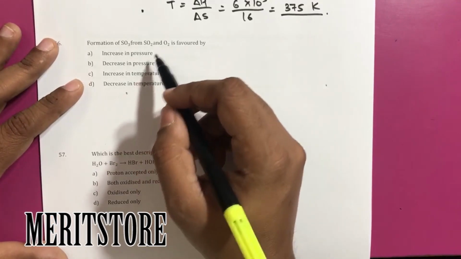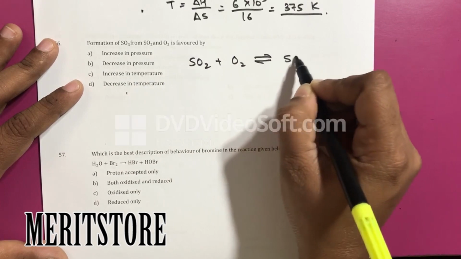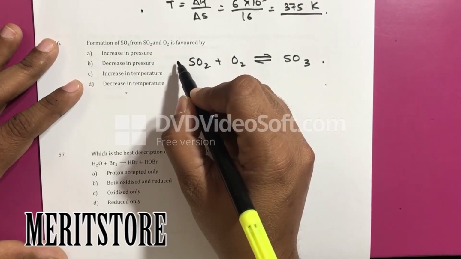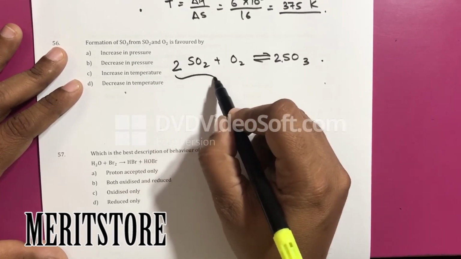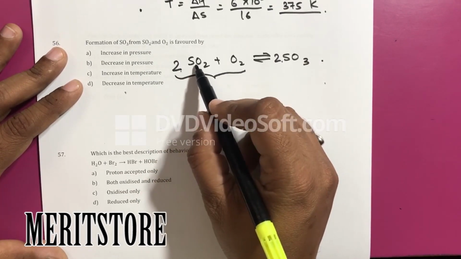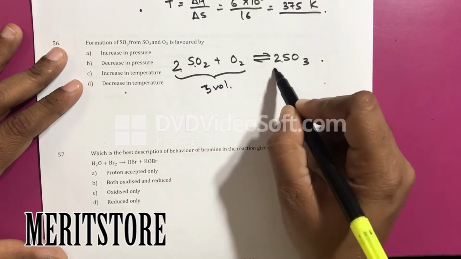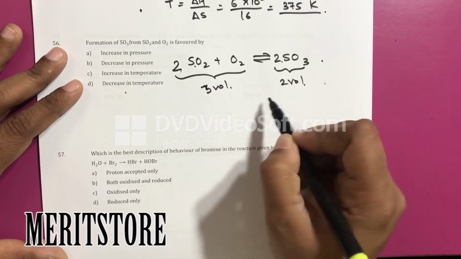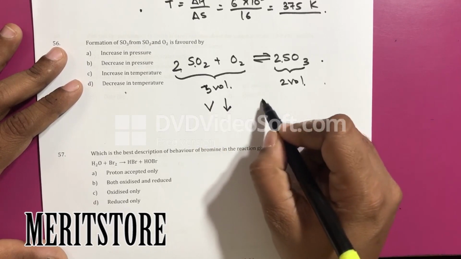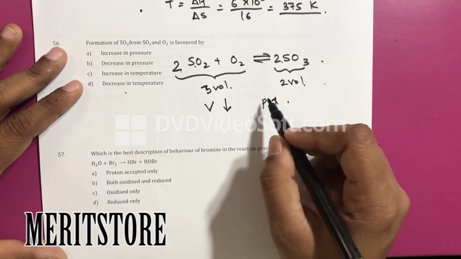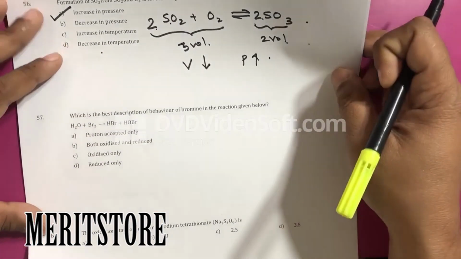Question number 56. Formation of SO3 from SO2 and O2. So SO2 when it reacts with O2 gives us formation of SO3. Balancing the reaction, 2 SO2, 2 SO3. In this reaction mixture, if you see, the total is 2 volumes of sulfur dioxide and 1 of oxygen. So 3 volumes are changing to 2 volumes. So during this reaction, volume is decreasing. According to Le Chatelier's principle and Boyle's law, if the volume decreases, the pressure should increase. So this reaction is favored by an increase in pressure. Option A.